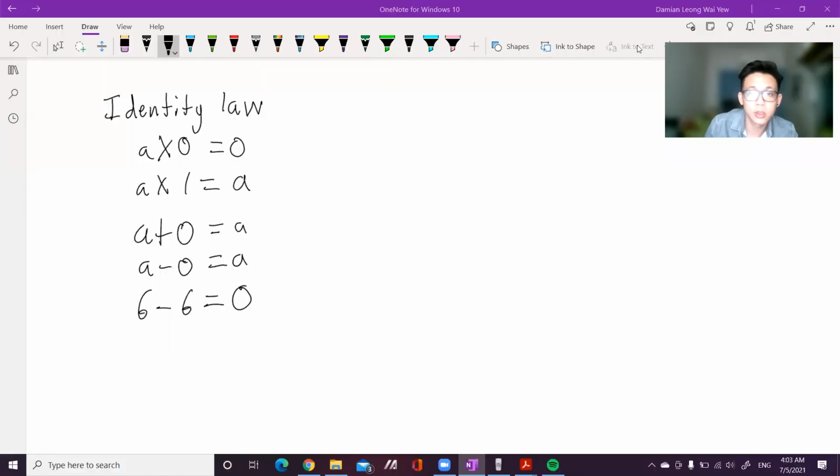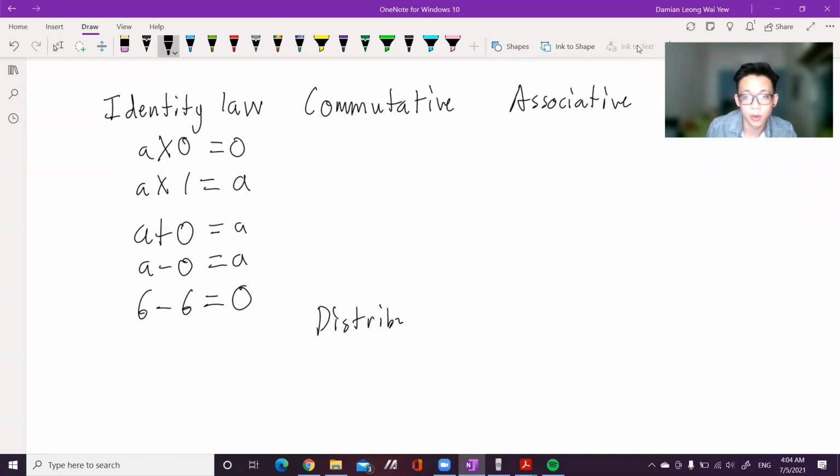So the other 3 laws are your commutative law, associative law, and distributive law. So what are they? Commutative law is basically, I have addition and subtraction, I can always swap it around.